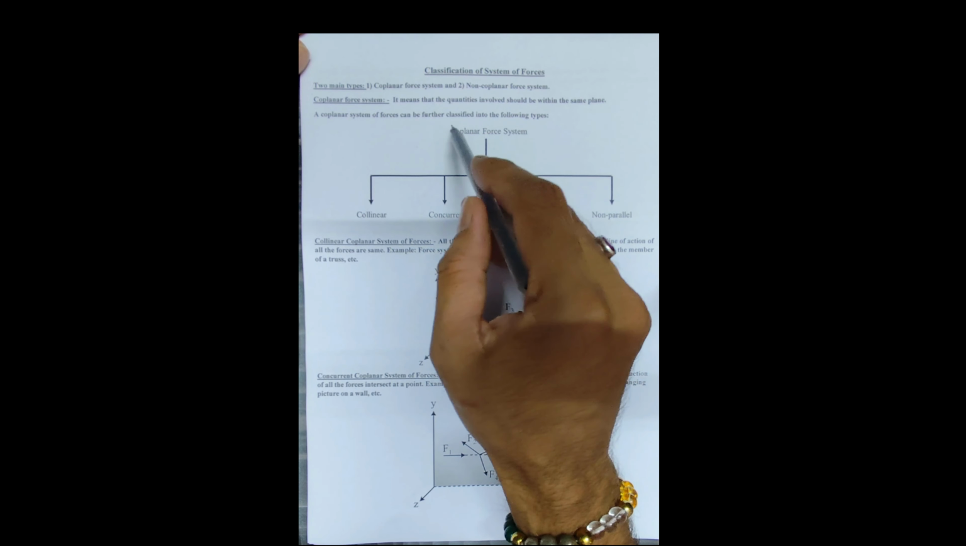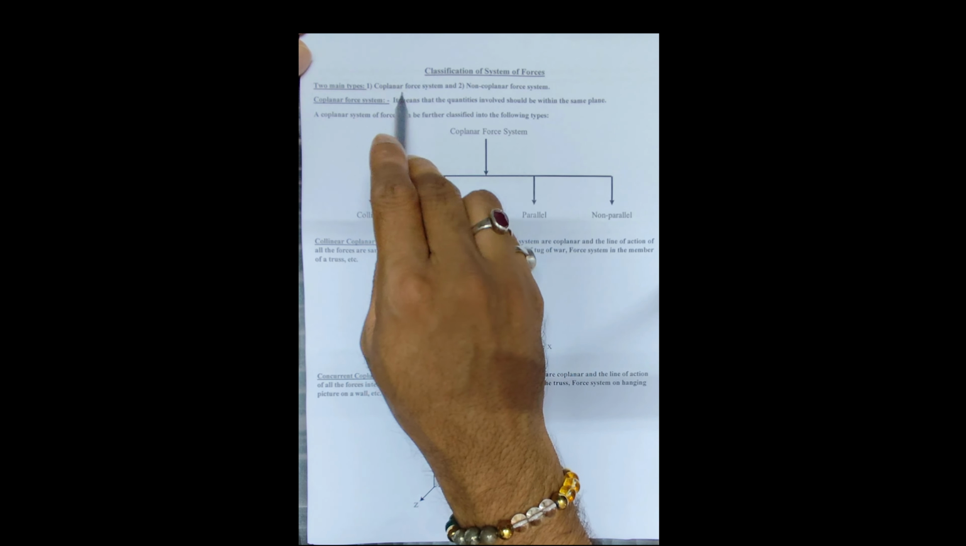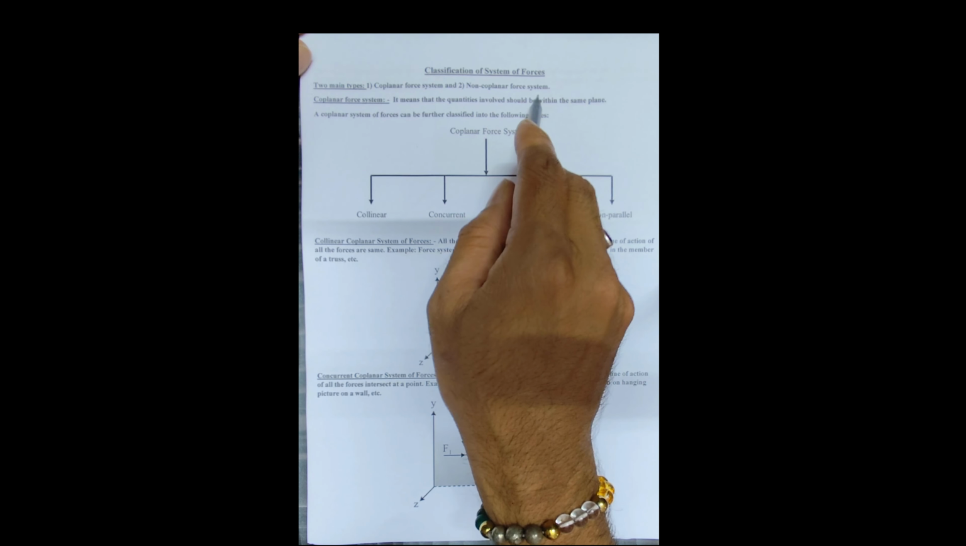Today's topic is classification of system of forces. That means the force system कितने type का होता है. Mainly it's two types, that is coplanar force system and non-coplanar force system.